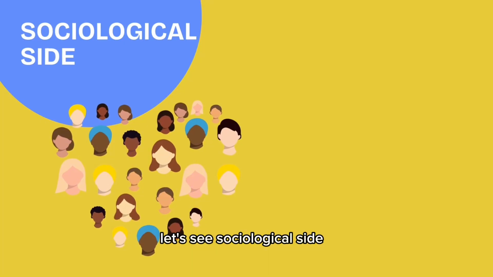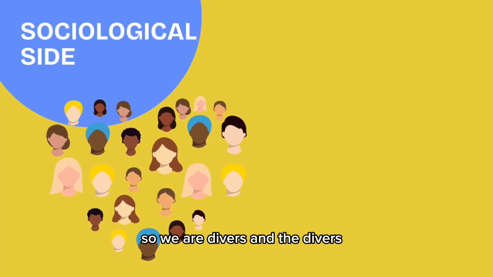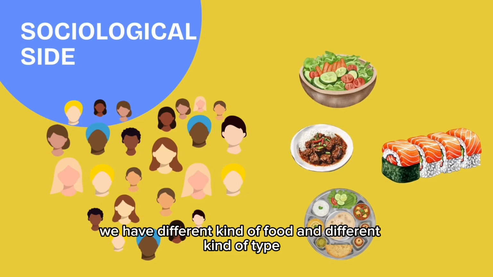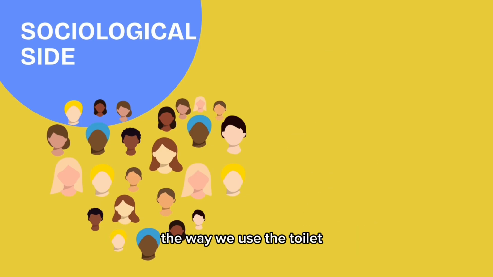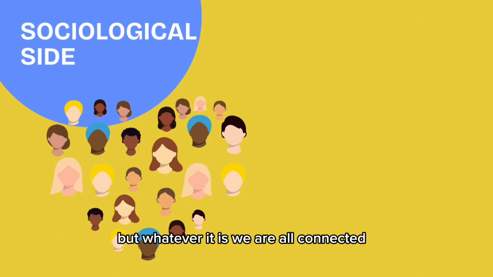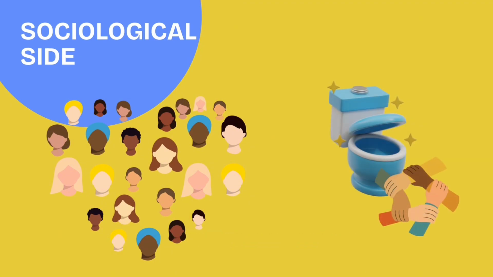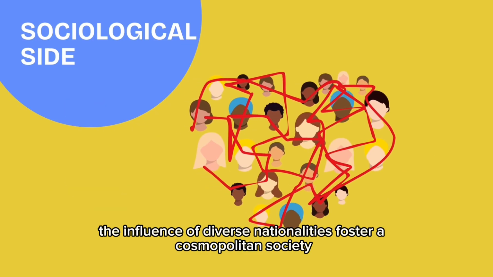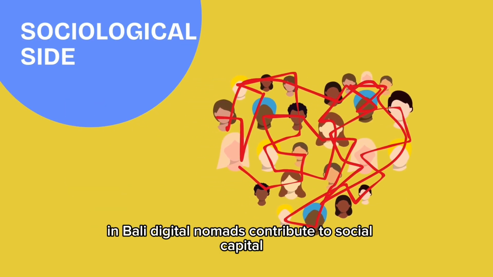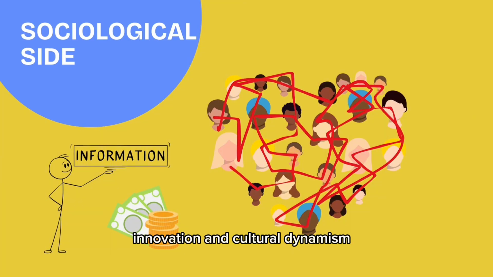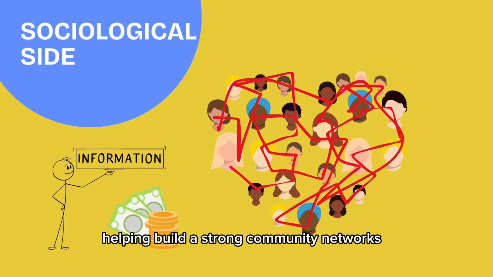Let's say the sociological side. So we are diverse, and with diversity we have different kinds of food and different types of ways we use the toilet, maybe toilet paper or water, but whatever it is, we are all connected. The influx of diverse nationalities fosters a cosmopolitan society in Bali. Digital nomads contribute to social capital, innovation, and cultural dynamism, helping build strong community networks.